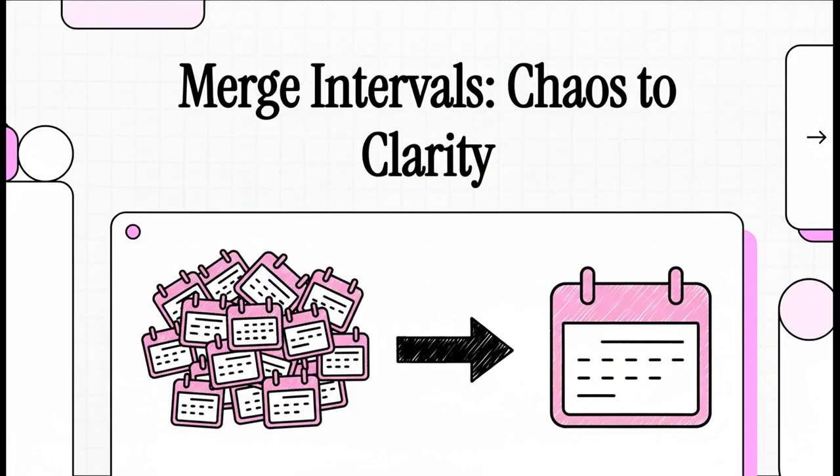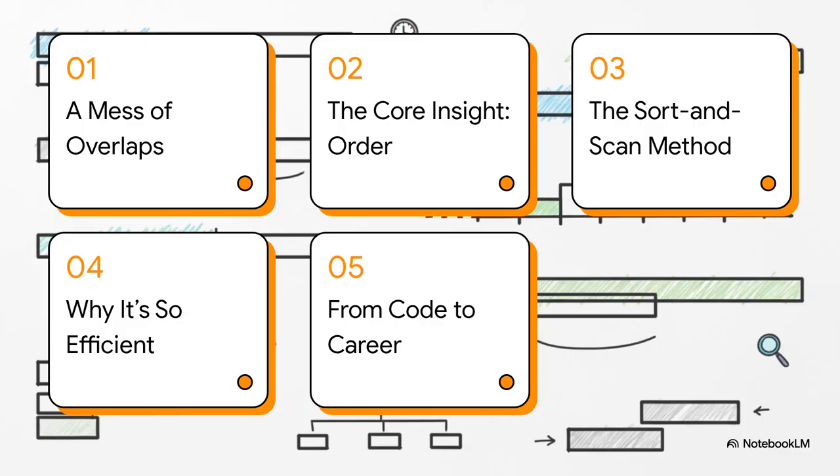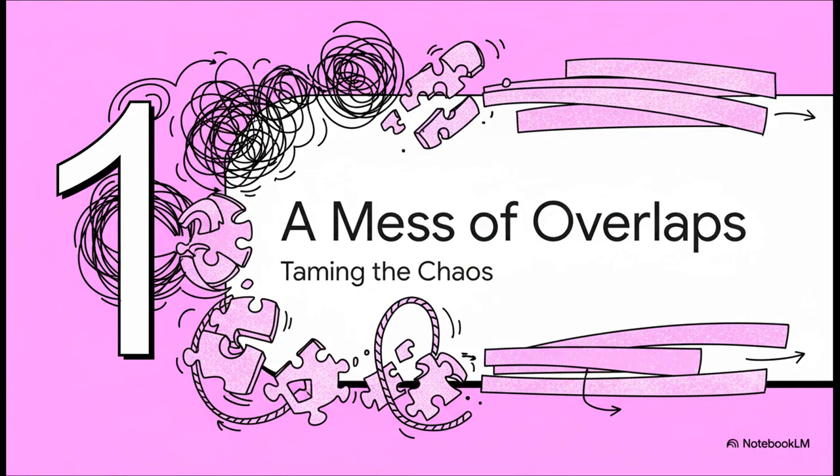It's powerful. And you're going to find it everywhere, from coding interviews to the very core of systems you use every day. So here's our game plan for this explainer. We're going to start with the problem itself, a total mess of overlaps. Then we'll uncover the one single insight that makes the whole thing click. After that, we'll walk through the actual method step by step, figure out why it's so incredibly fast, and finally, connect the dots to see how this simple algorithm is a total workhorse in the real world. Let's dive in.